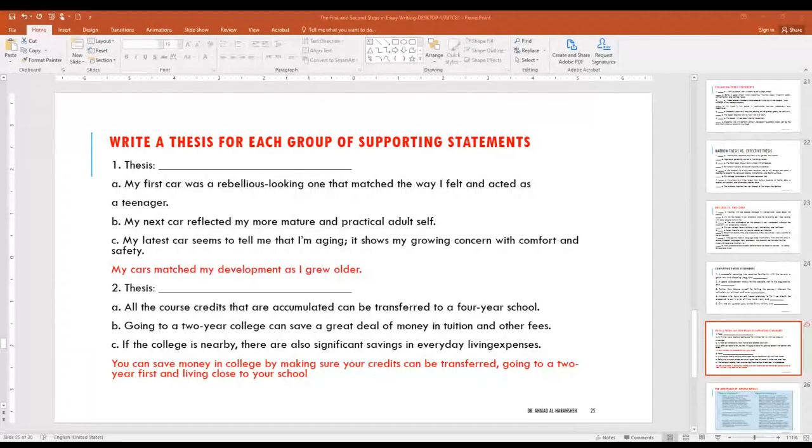My first car was a rebellious-looking one that matched the way I felt and acted as a teenager. My next car reflected my more mature and practical adult self. My latest car seems to tell me that I'm aging. It shows my growing concern with comfort and safety. Here we are talking about the cars.